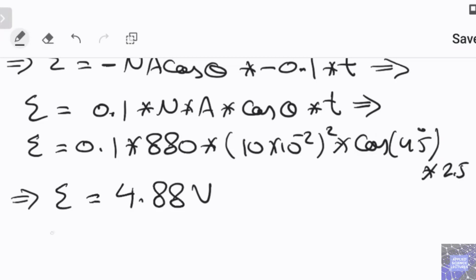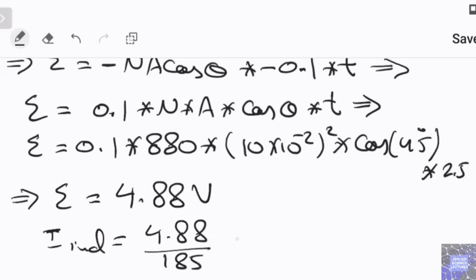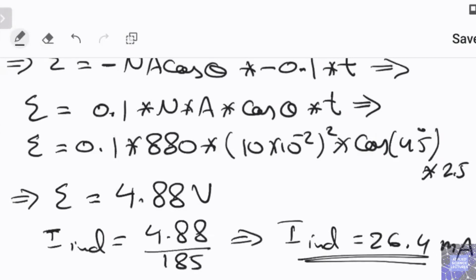So the induced current I induced equals 4.88 divided by 185. I induced equals 26.4 milliampere.